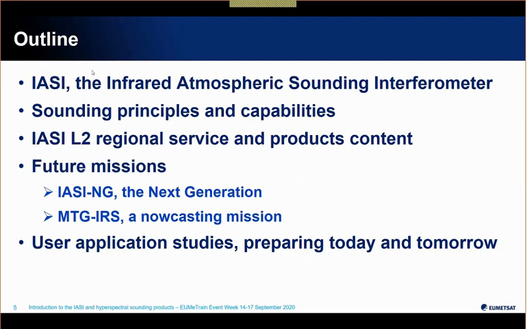Then I will present the regional service that Zofia mentioned in the beginning, whereby the EASI Level 2 products are available within less than half an hour to the users. I will explain briefly what these products contain. Then I will introduce the future missions of the hyperspectral sounding family that EUMETSAT is planning, namely the EASI Next Generation and MTG-IRS, which is typically a nowcasting mission. And then finally, I'll give an overview of user application studies that we've been conducting to prepare today and exploit as much as we can EASI L2 already, and prepare tomorrow, in view especially of MTG-IRS.